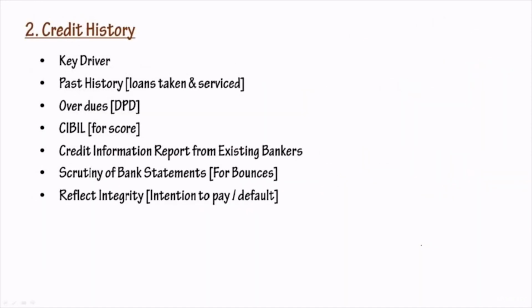The credit history is the key driver, because it is going to reveal the past history. What are the loans they have taken? What are the loans they are servicing? Whether they are servicing on time? Is there any overdues, that is days past due? And they'll be looking at CIBIL because the score will reflect the credibility, and credit information report from the existing bankers will give key information to the banker if they are taking over a loan.